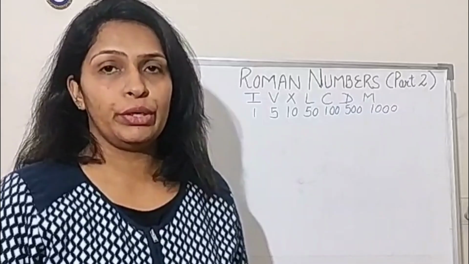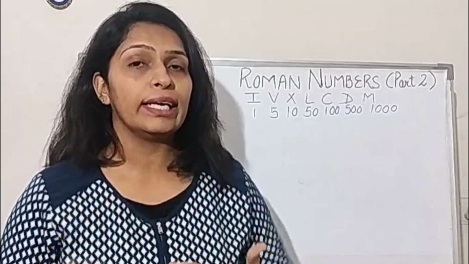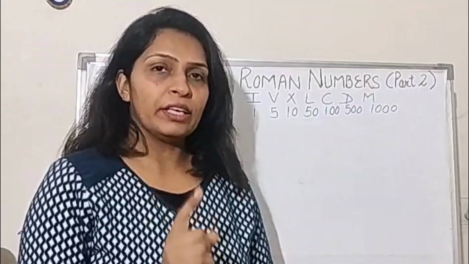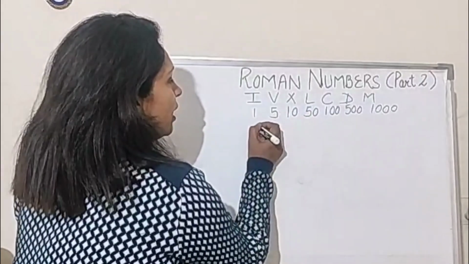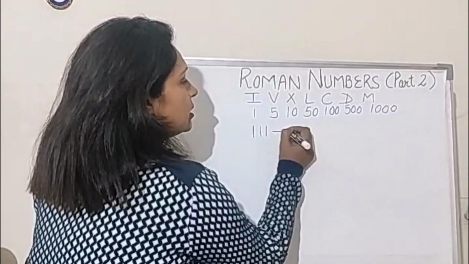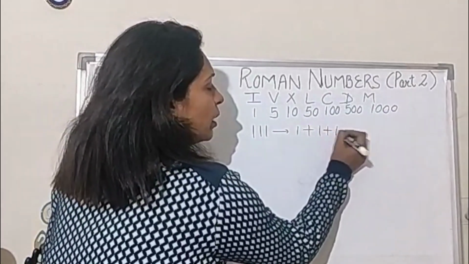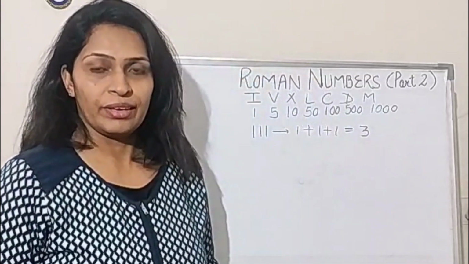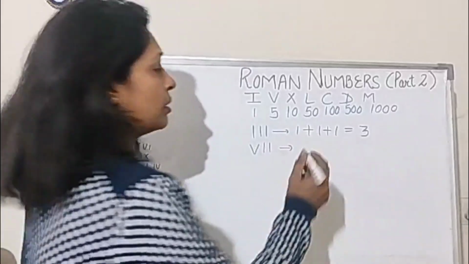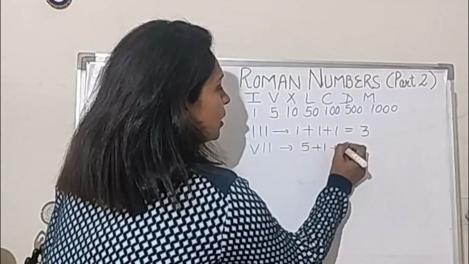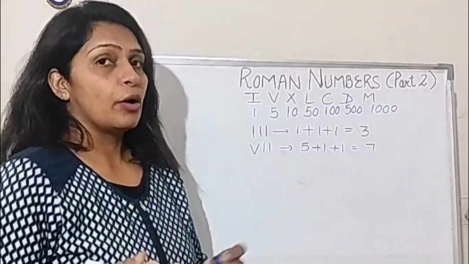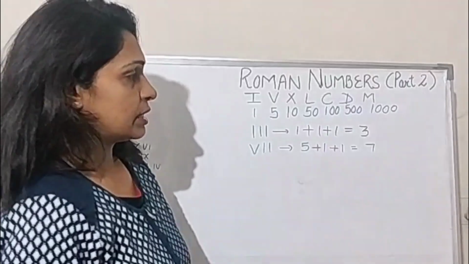So in today's video, we will understand how to write the numbers in case they are given in the symbolical form. To begin with, the very basic number: if I have III, it can be written as 1 plus 1 plus 1, that makes it 3, right? Now, if I have to write VII, that can be written as 5 plus 1 plus 1, which makes it 7, right? So this is how we write the numbers in Roman numerals.